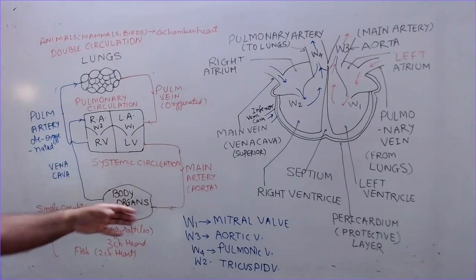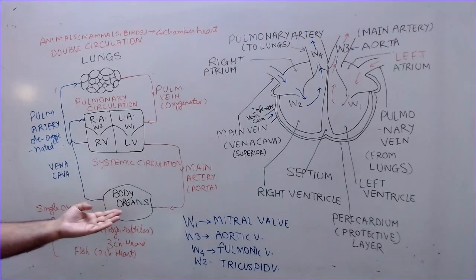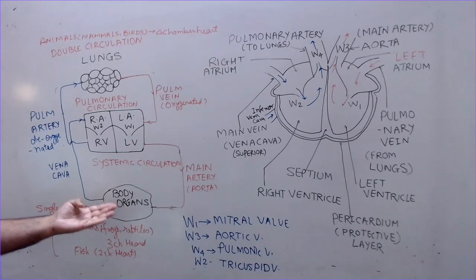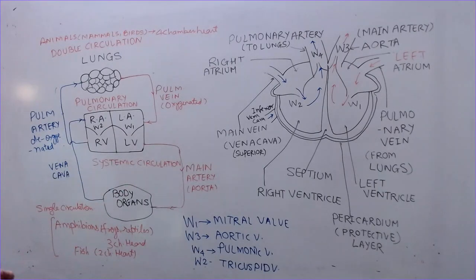The lower half, in which the blood is moving from the heart to the different body organs, is known as systemic circulation. So systemic plus pulmonary, when we combine these together, this becomes double circulation. We define double circulation as a circulatory system in which the blood travels twice through the heart in one complete cycle of the body. So blood is moving twice, this and this, in one complete cycle. This plus this make the double circulation.